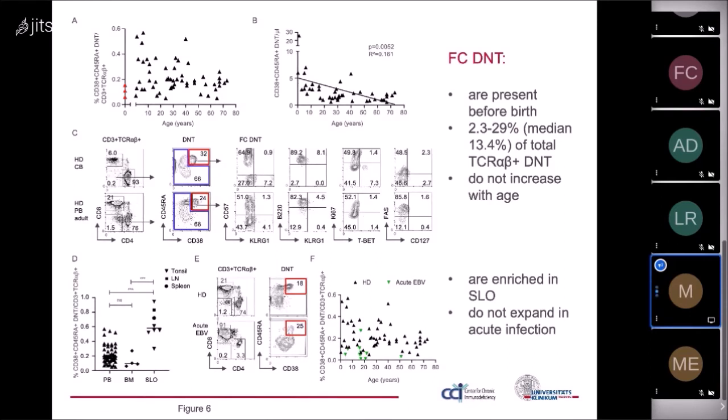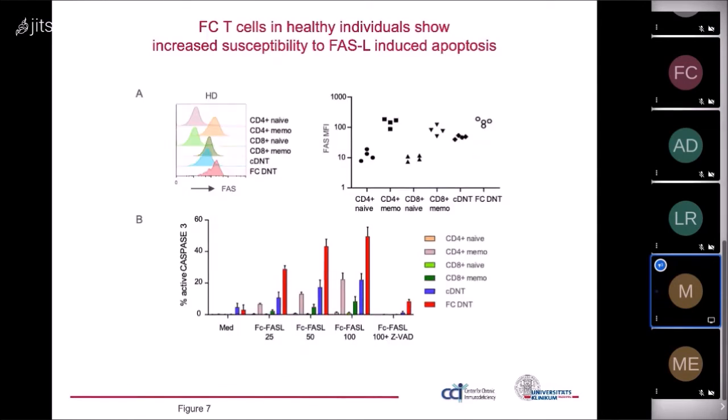Then one of the main questions we had since the beginning was, what is the role of FAS in all this story? We termed them FAS-controlled T cells, but what does it do? And so the first thing we checked was the expression level of FAS in FcDNT of healthy donors. And as you can see here, FcDNT do have FAS expression levels comparable to memory CD8 or CD4 T cells. So a difference in expression was not to see.